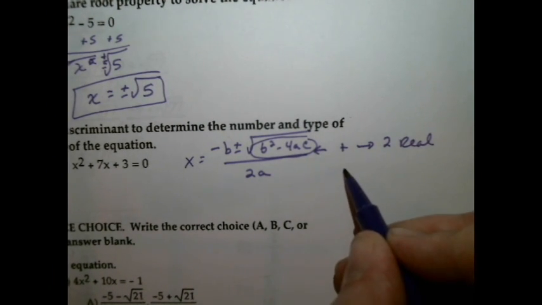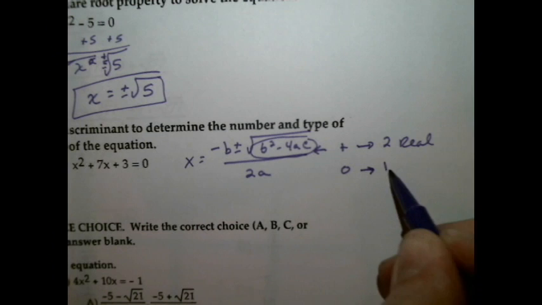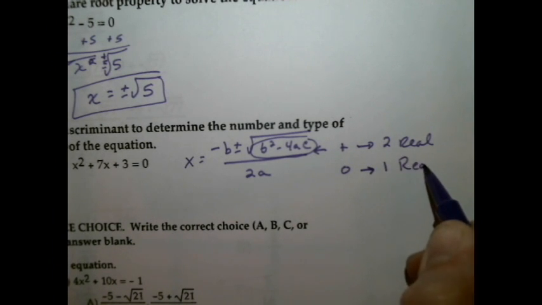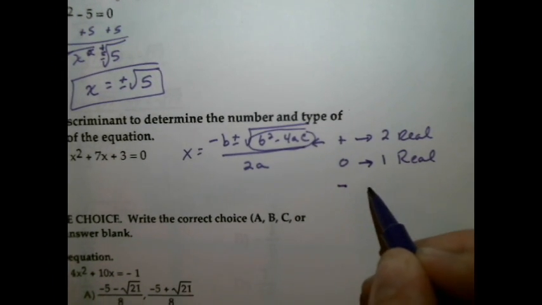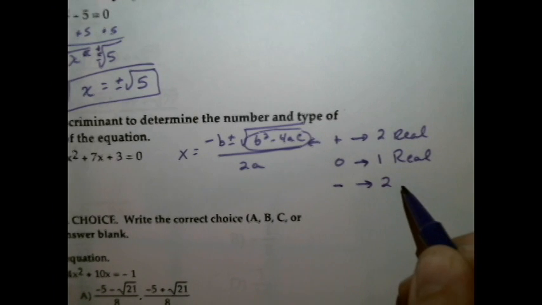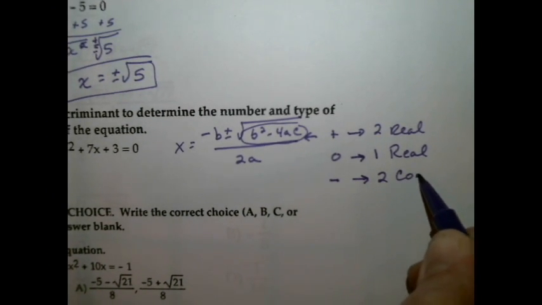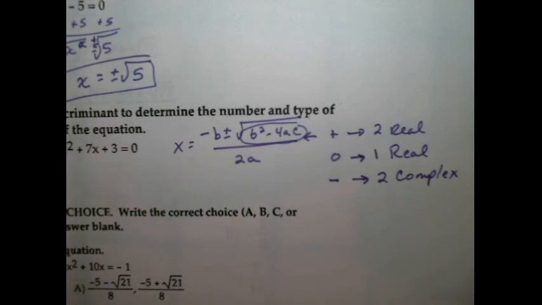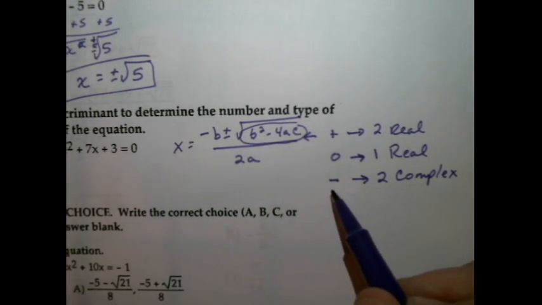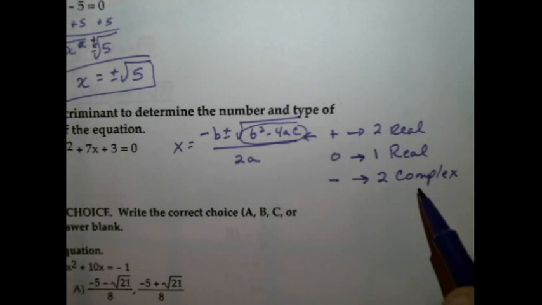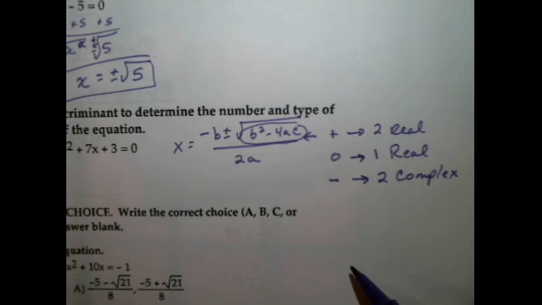Okay. If it's 0, you'll have 1 solution, and that solution is going to be real. If it's negative, you're going to have 2 solutions, but they're going to be complex. Okay, so if it's a negative discriminant, you'll have 2 complex solutions, which means you'll have an imaginary and possibly a real part. So it won't be a real number.